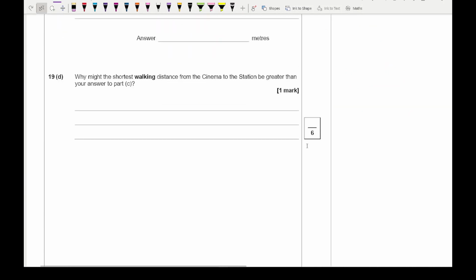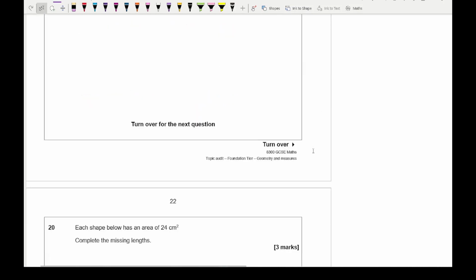Moving on to question 19D, it says why might the shortest walking distance from the cinema to the station be greater than your answer in C? And the answer for that is that it may not be a straight path. So something along the lines that there may not be a direct route that goes straight from the station to the cinema will get you the single mark for that.